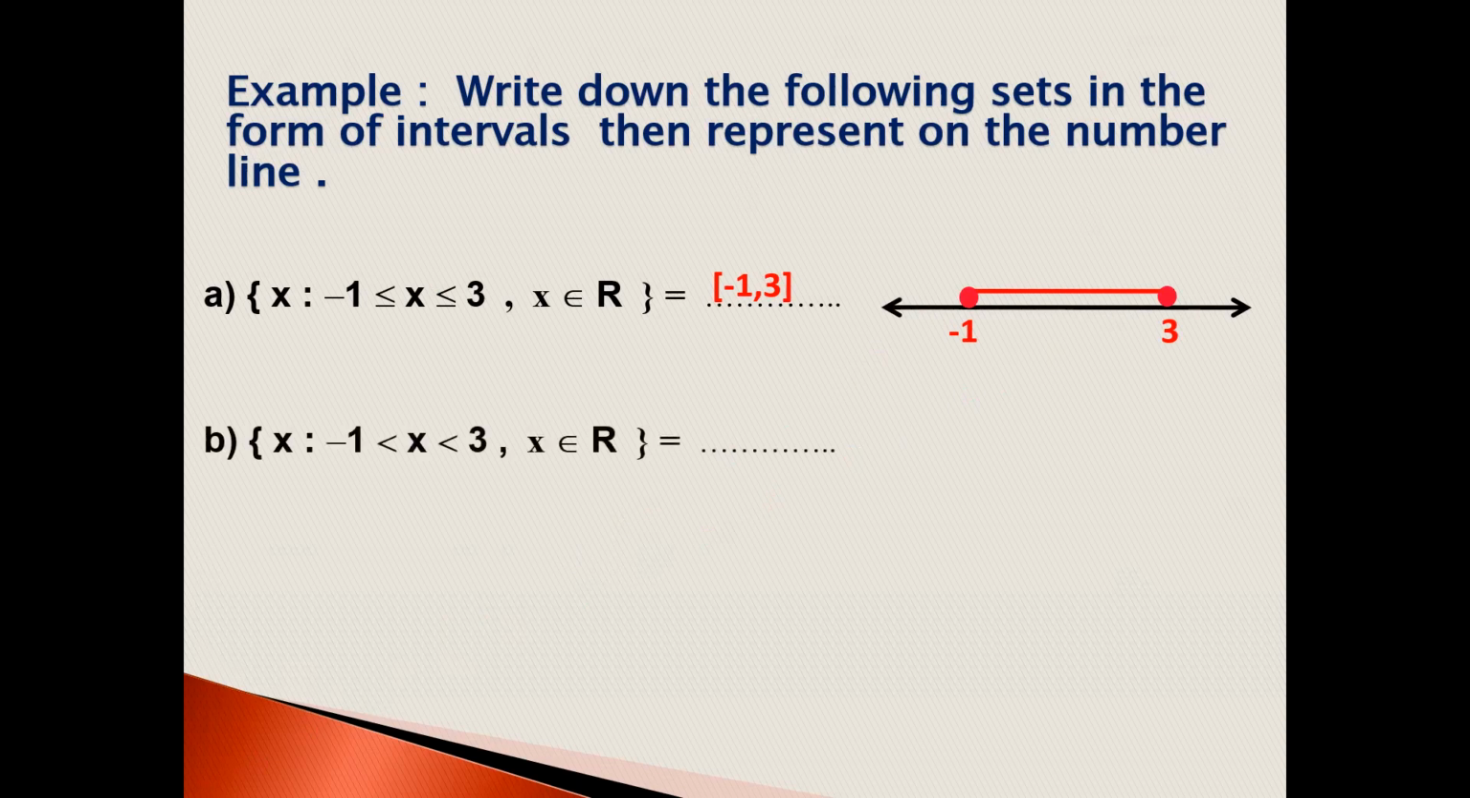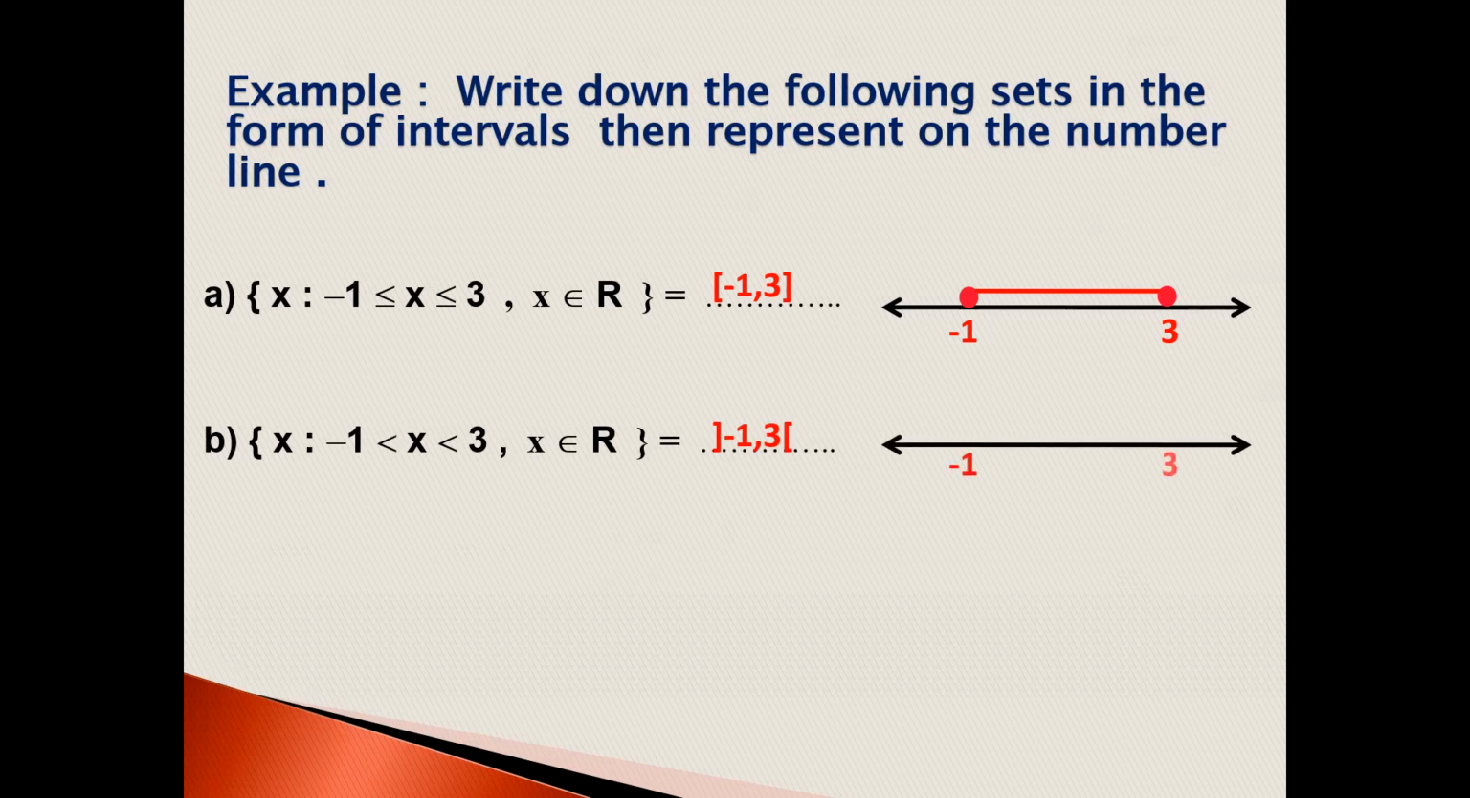Next example, x such that x belongs to R, x more than -1 and less than 3. I don't have or equal here, so it will be an open interval. And I arrange it from small to big. Here, -1 is less than 3, so I'll write -1 and 3. And I'll open the interval because -1 is not included and 3 is not included. Okay, so I write it here, open interval -1 and open interval 3. I write it on the number line.